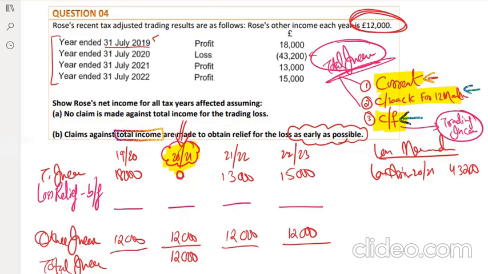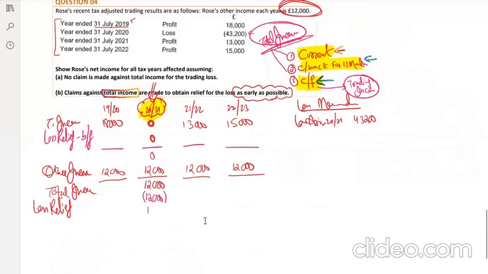Okay, we have loss here. That's why we wrote 0. The carry forward relief is not applying on the same year, so I write here 0. I have other income of 12,000. So how much current year relief can I apply here? I can apply 12,000 here. So I applied 12,000 from this one, and I will get net income, which will be 0.